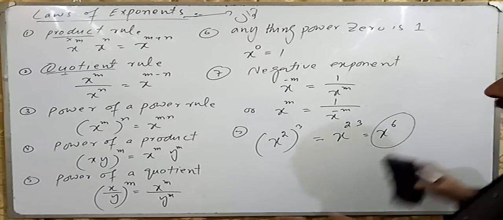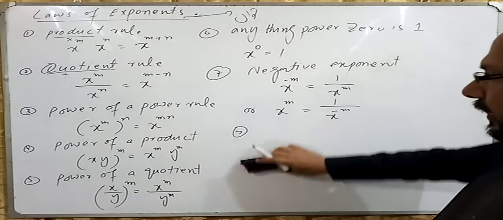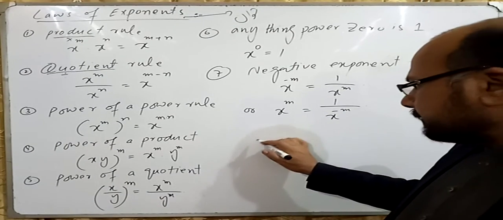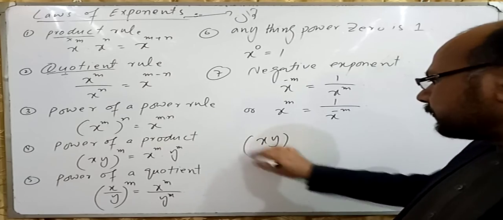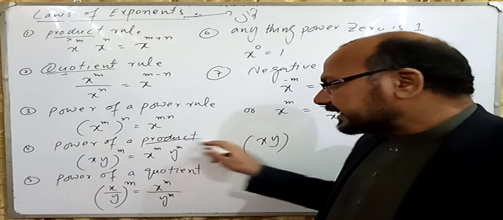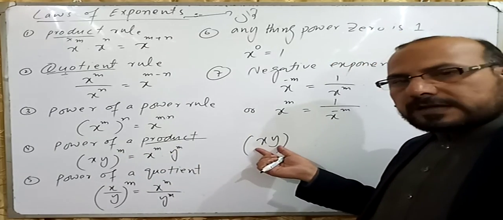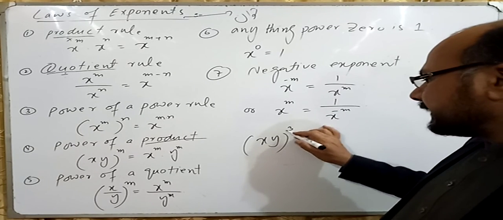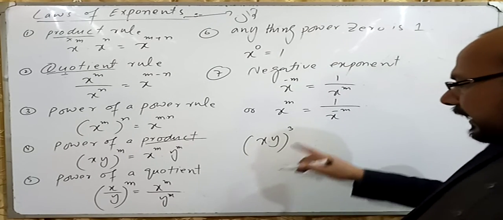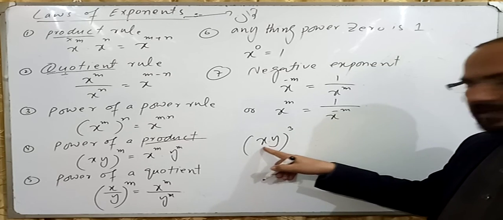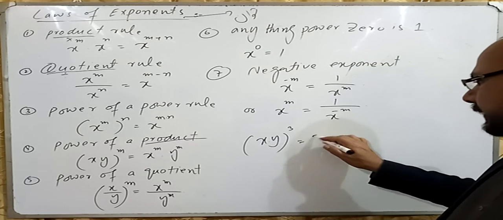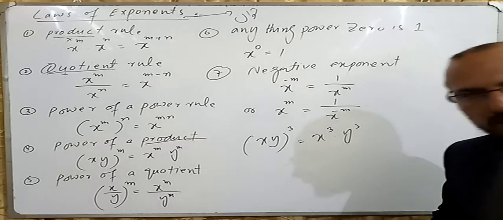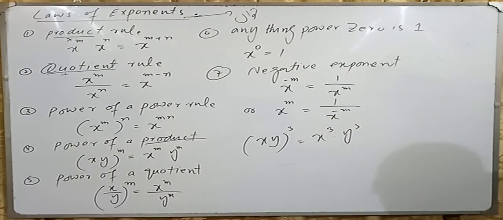After that we have power of product. Power of a product. If we have two variables in product form, for example xy, product means ضرب. If two variables are in multiplication with the same power, for example power 3, and they are in multiplied form, so this power is the power of x as well as the power of y. It will be equal to x power 3 ضرب y power 3. Y power 3. So this will be the answer.